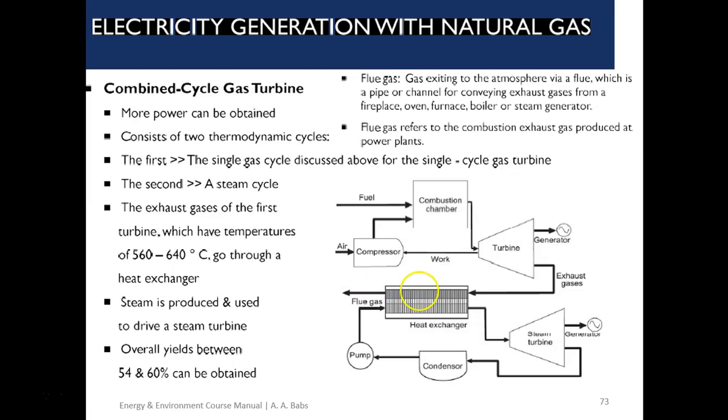So you should know what that means. Altogether, you have an idea of what a single cycle gas turbine is and what a combined cycle gas turbine is. You should be able to draw this diagram. You should be able to label the parts of a combined cycle gas turbine, and then you should be able to tell us the function of each of the components in this power plant.